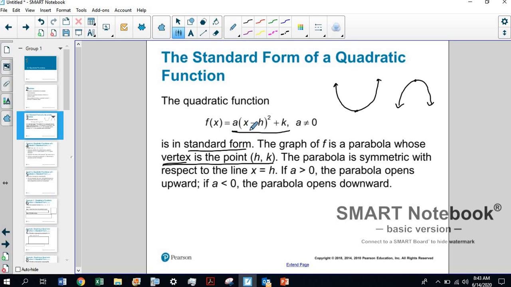So if you're in standard form, then you can find the vertex, which is the most important point on your parabola. And the parabola is symmetric about the line that runs straight down the middle, the vertical line that runs right down the middle. This is called the axis of symmetry, here at x equals h, and if a is positive, then you open up, and if a is negative, then you open downward. Okay, so let's look at an example.